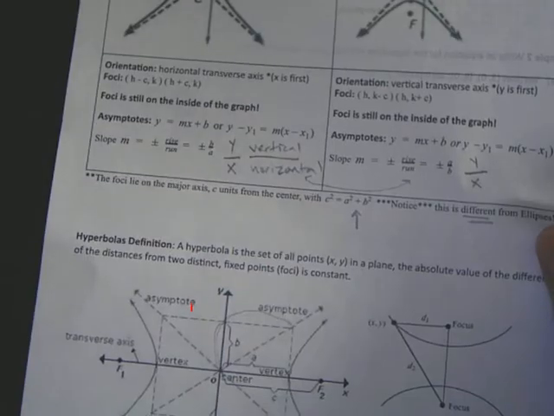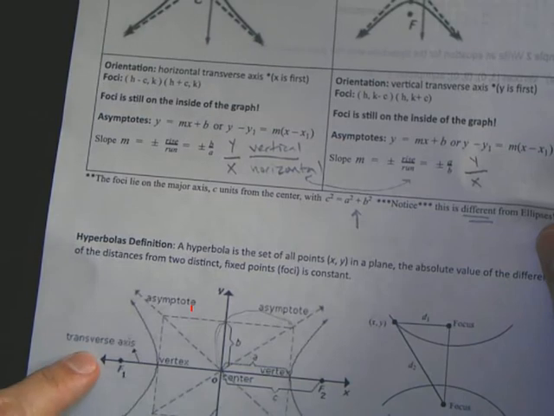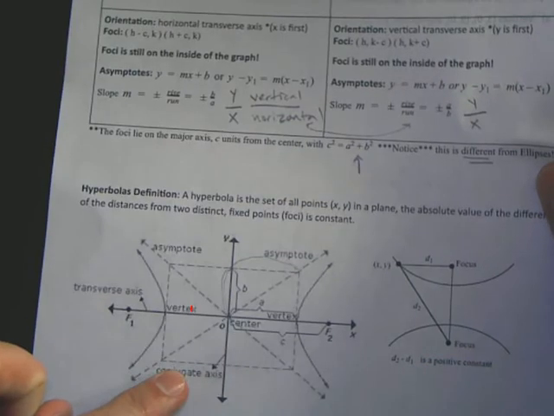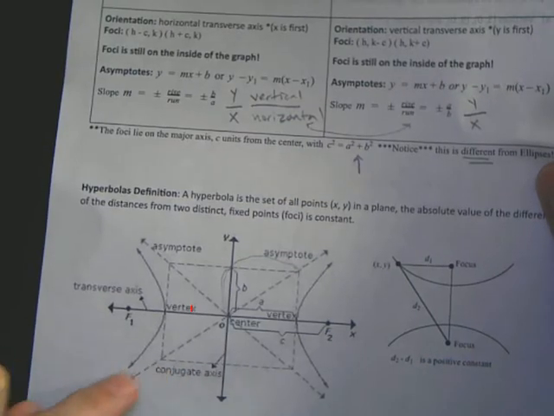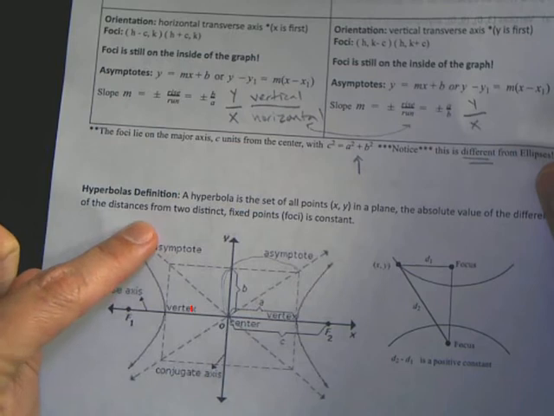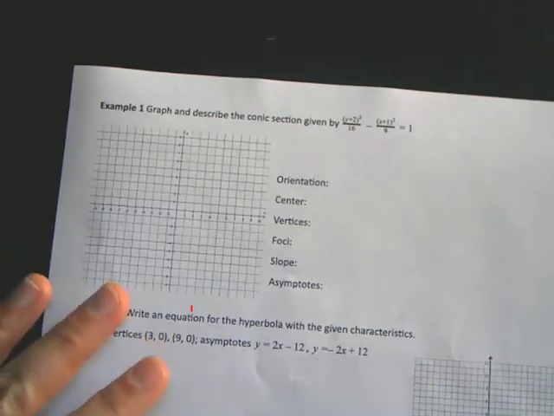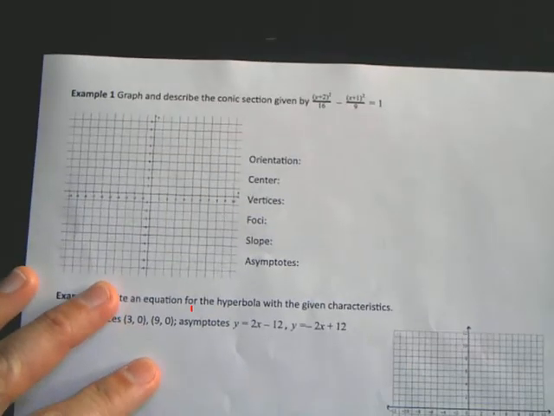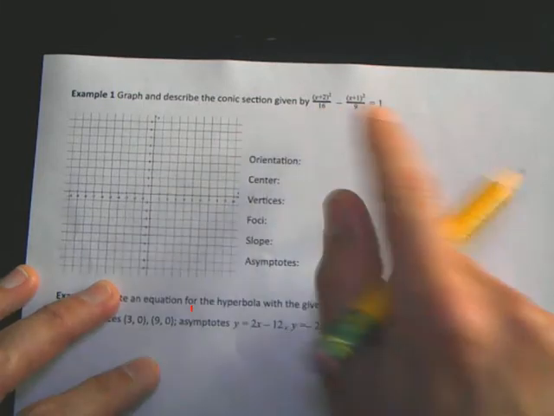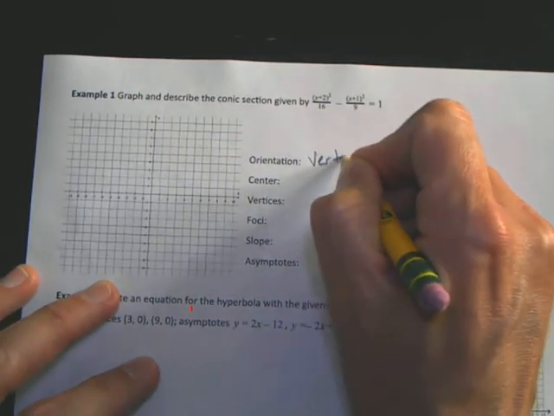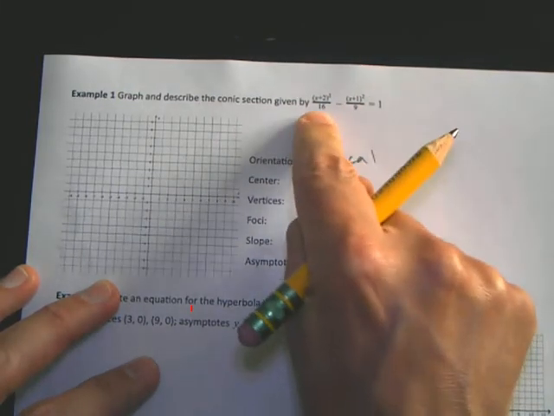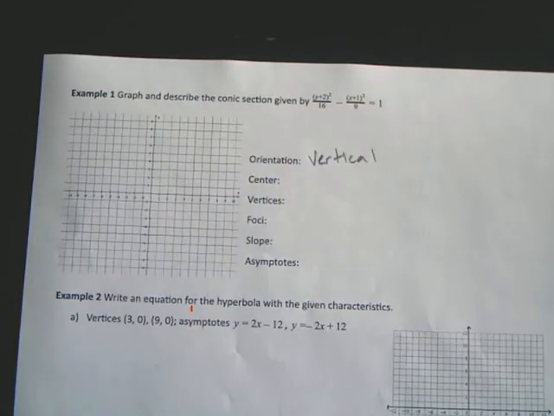Yeah, so we've got this transverse axis and conjugate axis, but what we really focus on for hyperbolas is our asymptotes. And we'll do some examples. So we've got this picture here. Orientation is vertical. Why do I know? Because y is positive. It's vertical because y is positive.